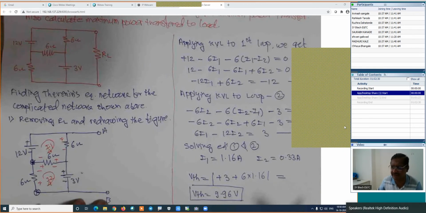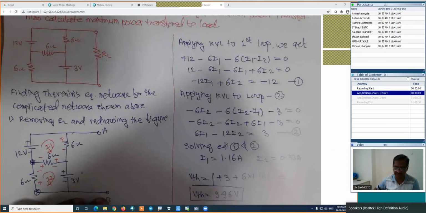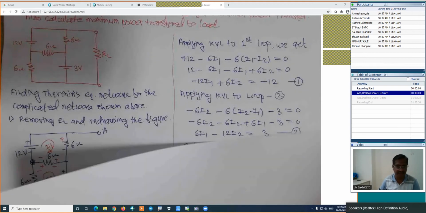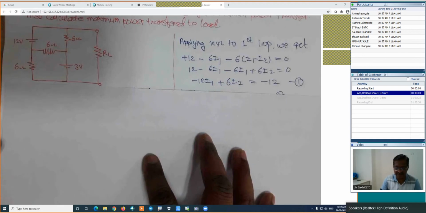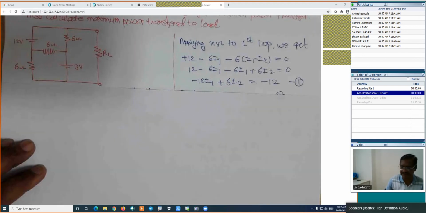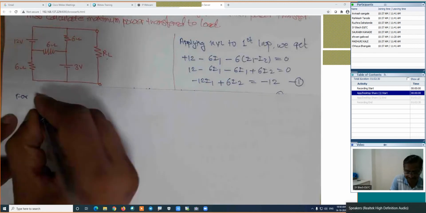9.96 volt is the value of VTH. If we know the value of VTH, then next we will find out the value of RTH. First we will convert the given complicated network into the Thevenin's network and then we will apply the maximum power transfer. So next we are interested in the calculation of RTH.